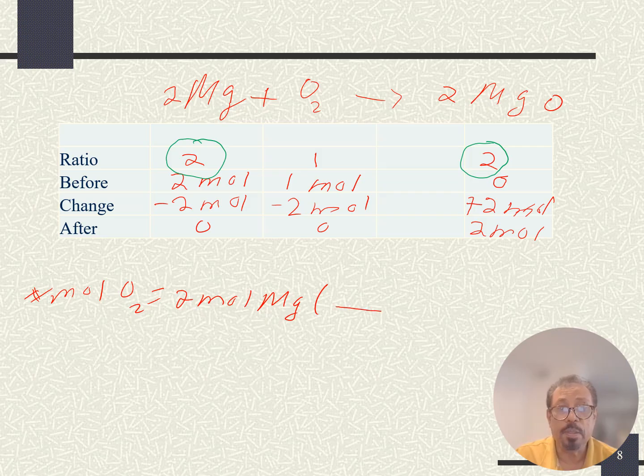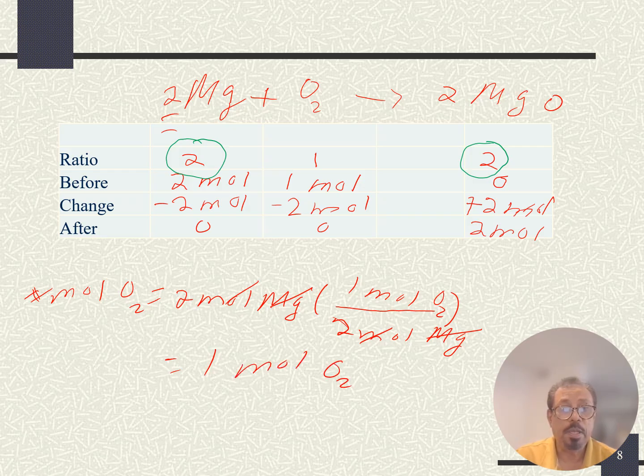Then we start using the coefficient. When we use the coefficient, we go to the ratio of the coefficients of the balanced chemical equation. I want to get rid of the magnesium, so the coefficient of magnesium is 2. So 2 mole Mg, and I'm looking for oxygen, always to be at the top, so it is 1 mole of oxygen. We cancel out magnesium, we cancel out mole. So 2 over 2 is 1 mole.